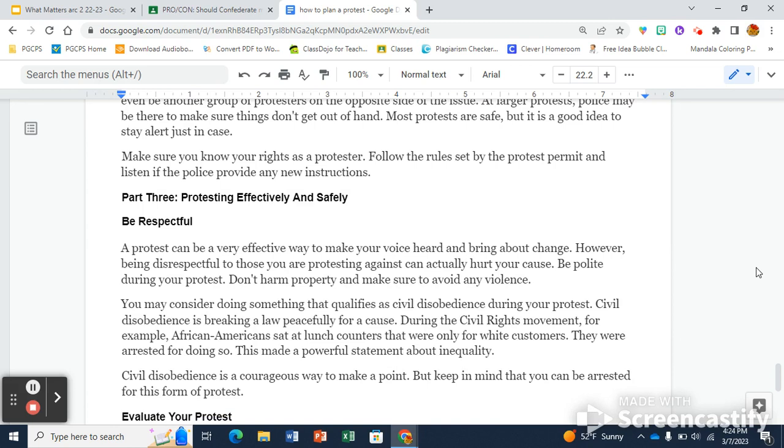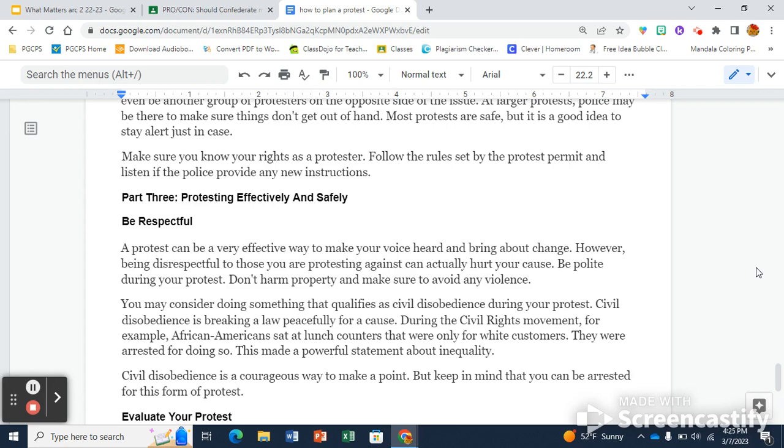Part 3. Protesting effectively and safely. Be respectful. A protest can be a very effective way to make your voice heard and bring about change. However, being disrespectful to those you are protesting against can actually hurt your case. Be polite during your protest. Don't harm property and make sure to avoid any violence.